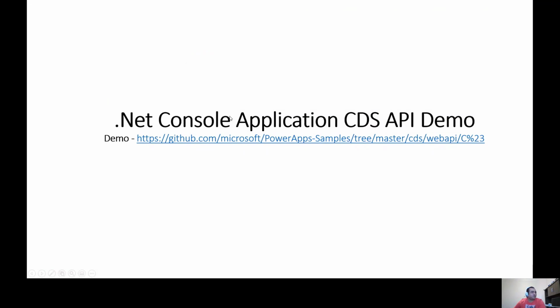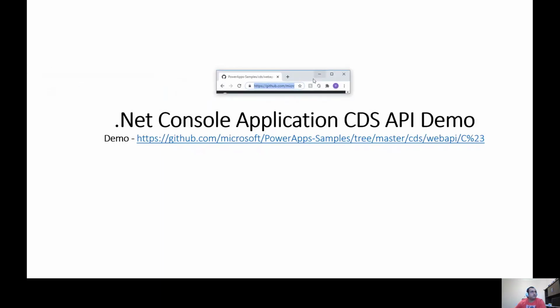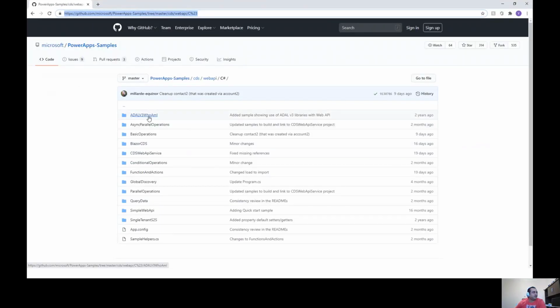And the demos that I've shown are available on GitHub. So you can download the samples and test it out for yourself and play around with the various console applications. They should be here. The link that is there has all the demos that I showed. The demos that I showed you were query data and single tenant to tenant authentication. So these are the two, but you have a lot more options to play around with and test for yourself.